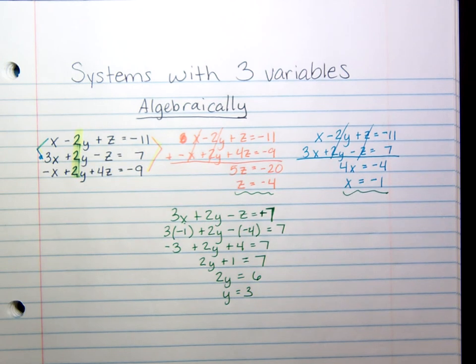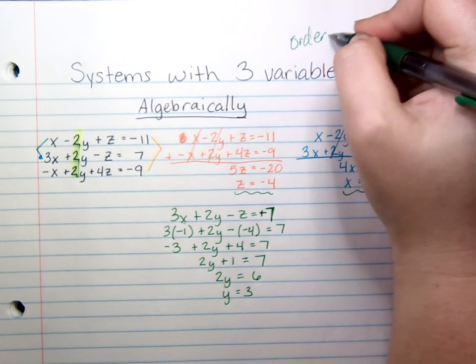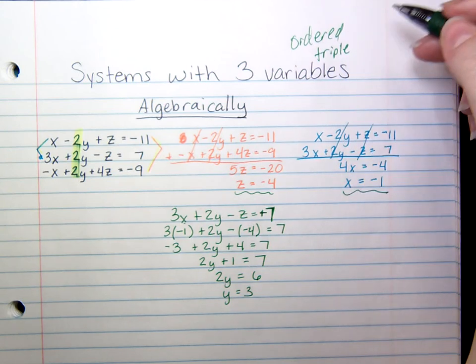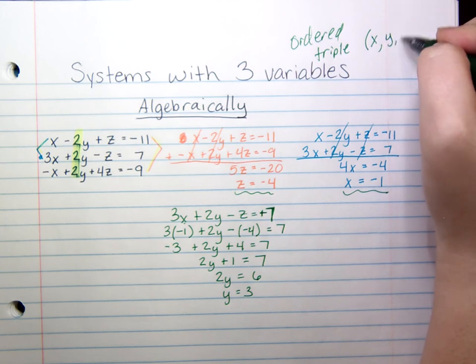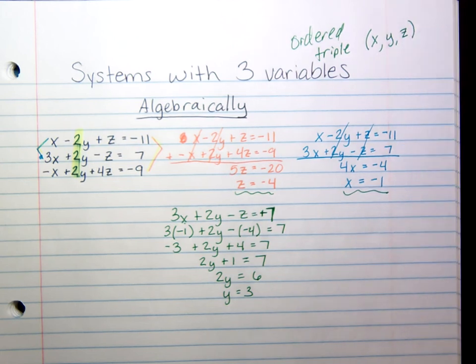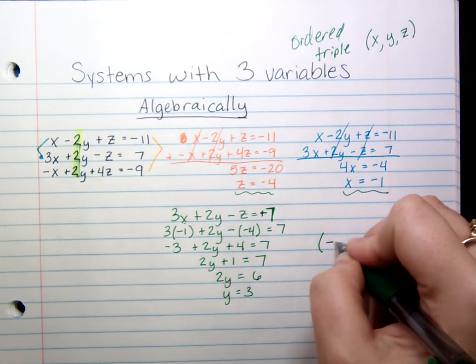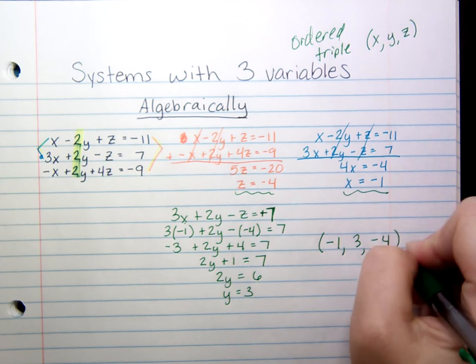Now the solution to a system with three variables is written as an ordered triple. An ordered pair is an x followed by a y. An ordered triple is x, then the y, then the z. So I write my answer, in this case, as (-1, 3, -4).